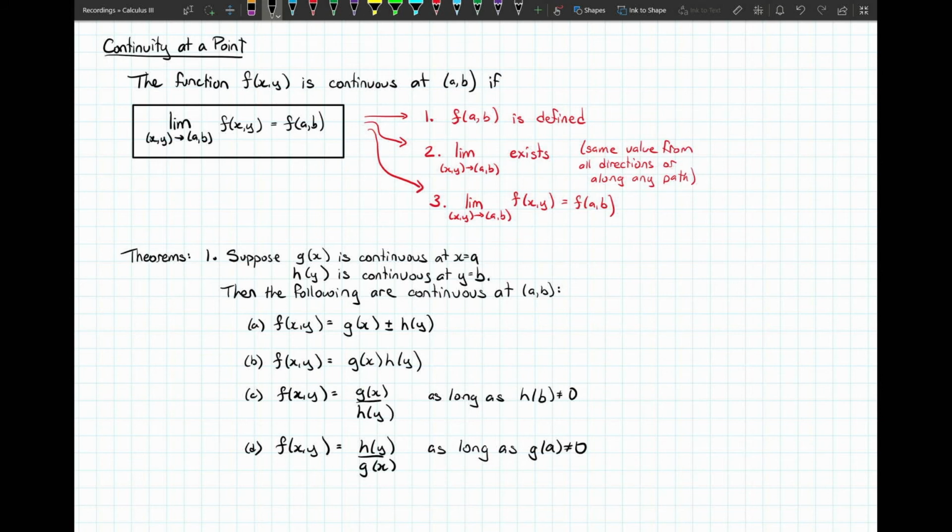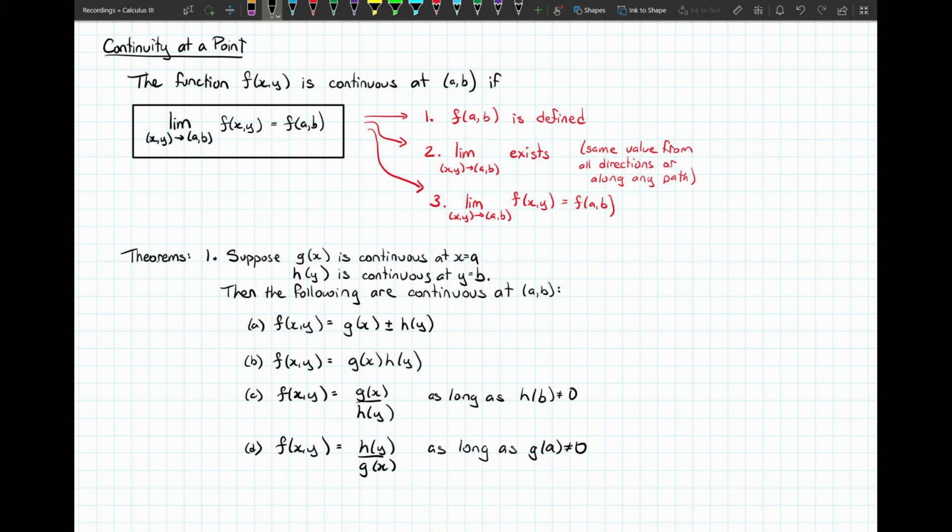And we'll still end up with a function that's continuous at x equals a and y equals b, so long as we don't end up causing division by 0 when we combine the functions. So in C here, by plugging y equals b into this denominator, as long as it doesn't equal 0, then the combined function g over h would be continuous. And here in D, making sure that when we plug in x equals a in the denominator, we shouldn't get 0 there either.